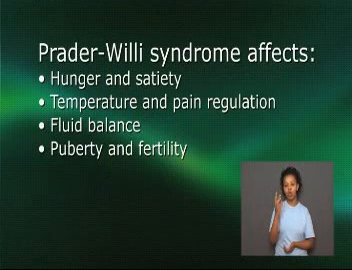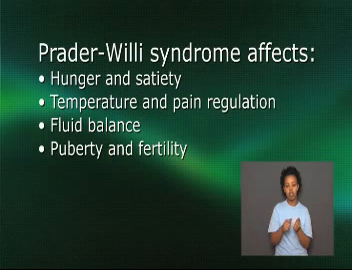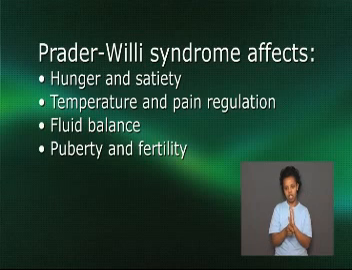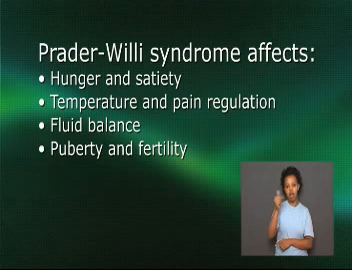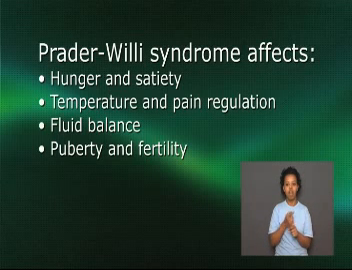Chromosomal deletion can result in a wide array of genetic disorders, such as Prader-Willi Syndrome. This condition occurs when there is a malfunction of the hypothalamus. Prader-Willi Syndrome affects many functions of the body, including hunger and satiety, temperature and pain regulation, fluid balance, puberty, and fertility.